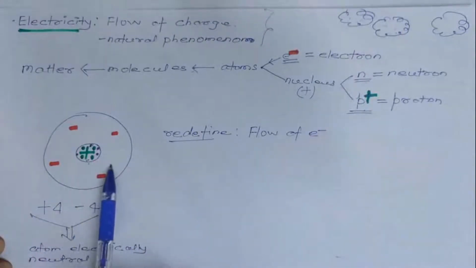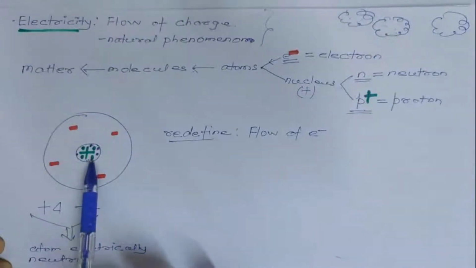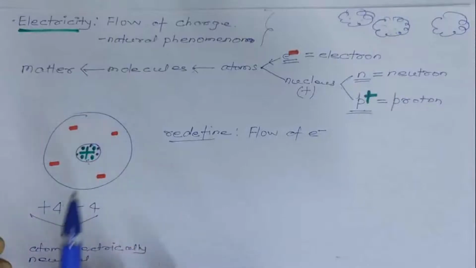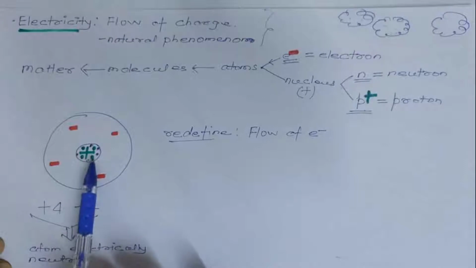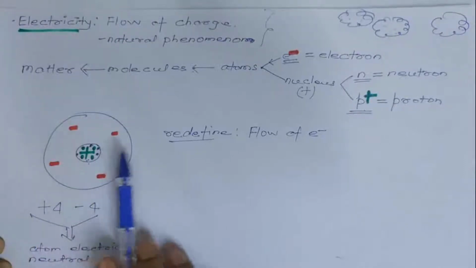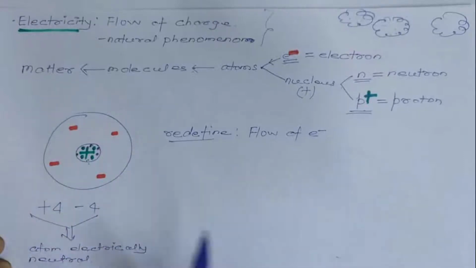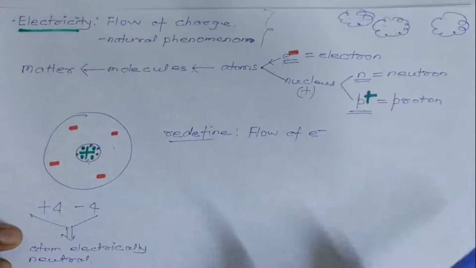Now one more thing I would like to explain here. What can be transferred out of an atom? What do you think? Can a proton be transferred out of an atom? The answer is no. Why? Because it is tightly packed inside the nucleus. So protons cannot be transferred from one atom to another. So what is free to move between atoms of a matter? It is the electrons. Electrons are free to move.